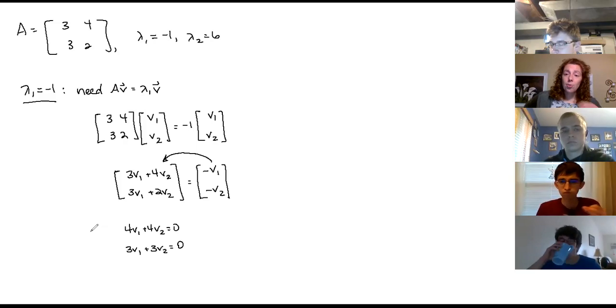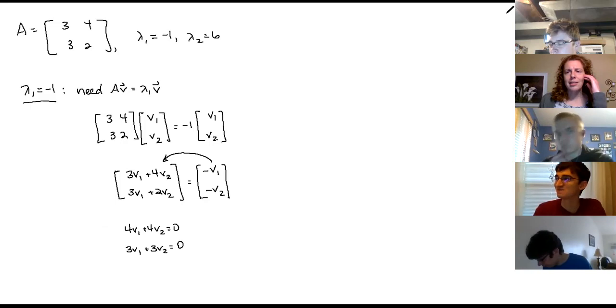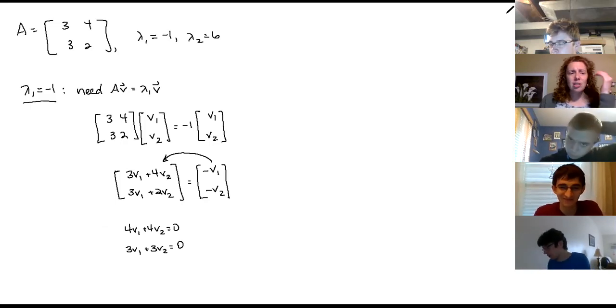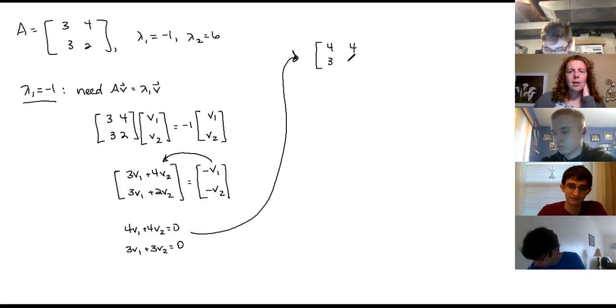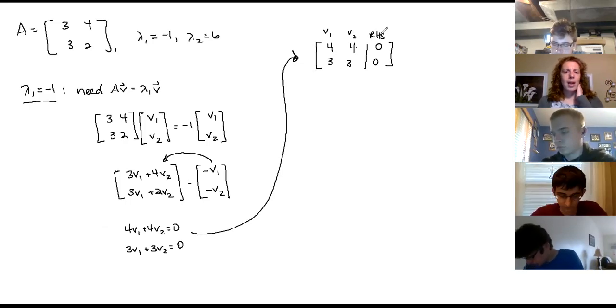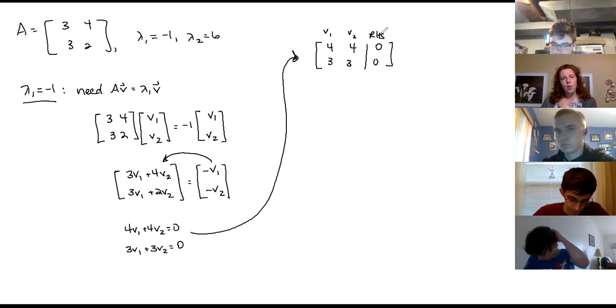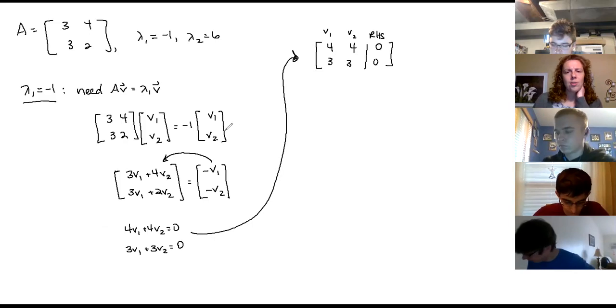I am going to do this with an augmented matrix because we're going to need to do this for 3 by 3 in some of the homework problems, and we want to make this as systematic as we possibly can. So I know that this is just 2 variables and 2 unknowns. It would be easy to do, but let's do it with an augmented matrix just to get that process down. So 4, 4, 3, 3, and then my augmented part is 0, 0. And in this case, my column headings are V1, V2, and right-hand side.